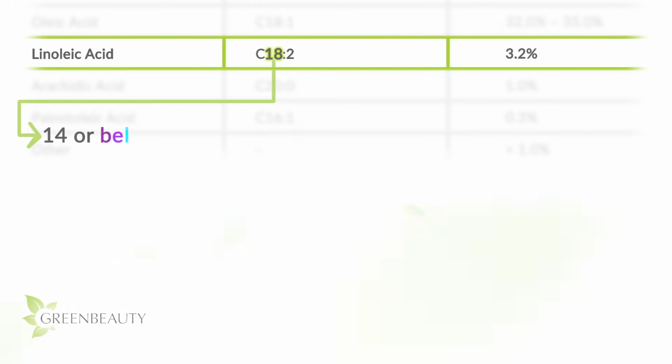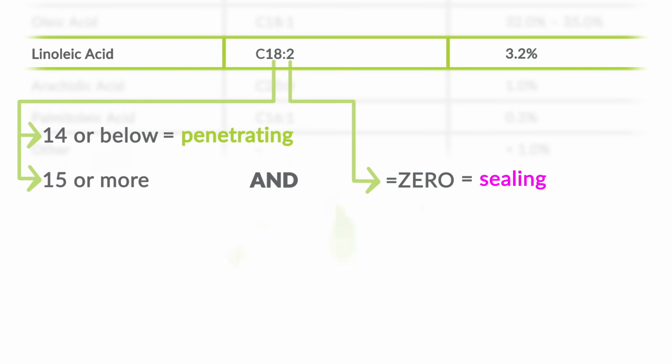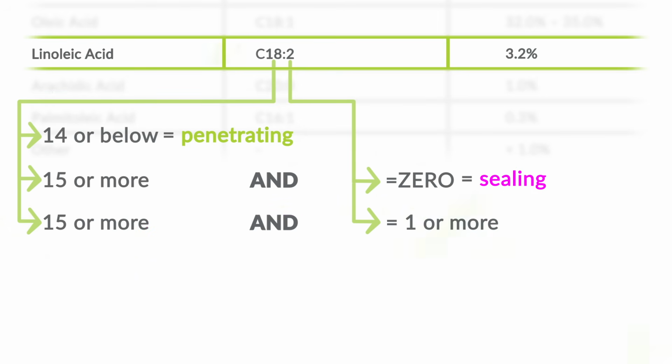If this number is 14 or below, it doesn't matter what this number is. It's most likely penetrating. If this number is 15 or more, and this number is 0, it's most likely sealing. And if this number is 15 or more, and this number is 1 or more, it's safe to say that it has both penetrating and sealing abilities. Note that it's not going to be as penetrating as when this number is below 14. This number being 14 or less makes the fatty acid most penetrating.